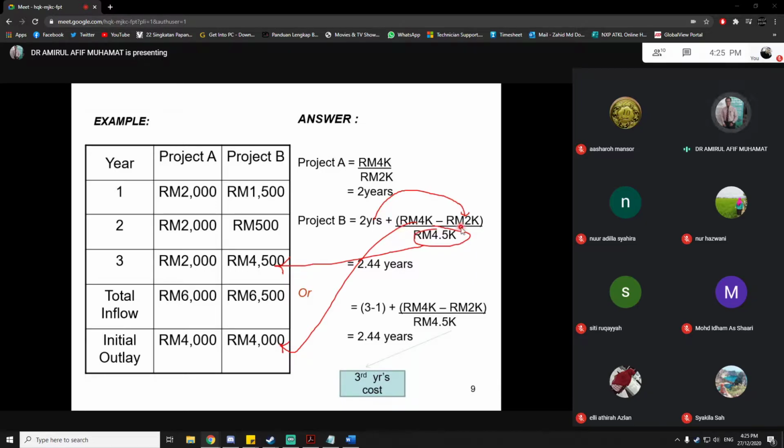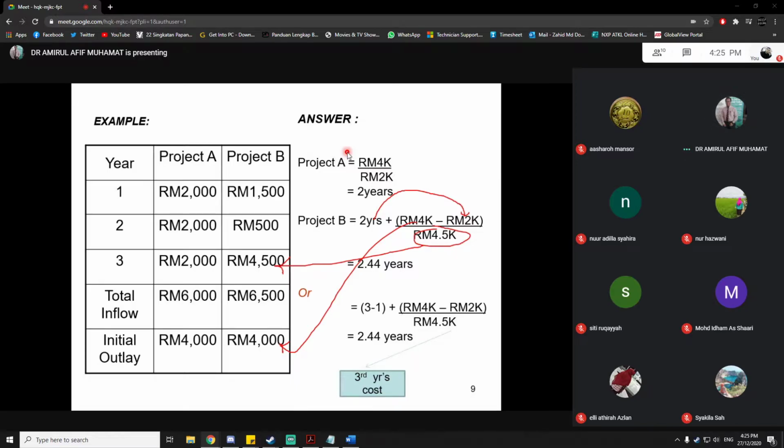Then divide over the year in which the company will use part of the fund. In the third year, the company will not use the whole 4,500 because that includes profit. So the company will use some of it. That's why you divide by 4.5 thousand, and then you will get 2.44 years. Based on payback period, project A is preferred because it gives the shorter payback period.